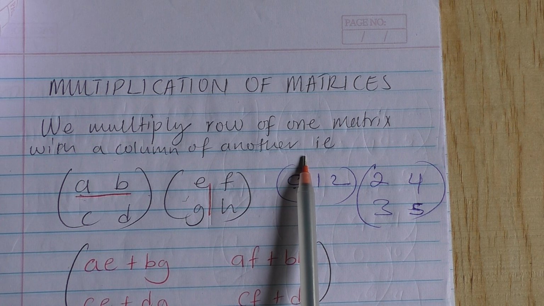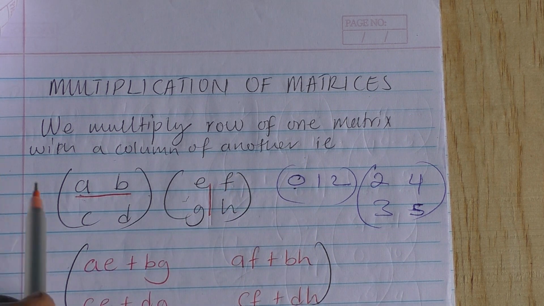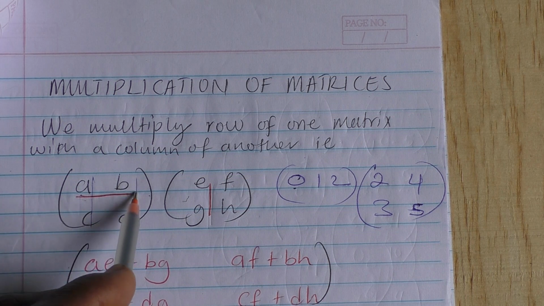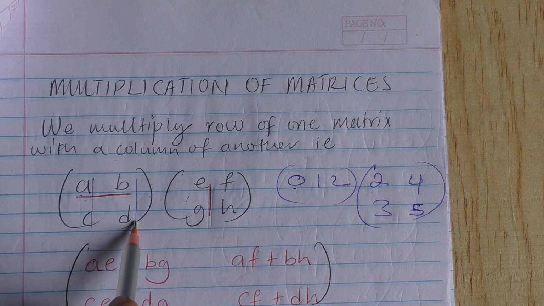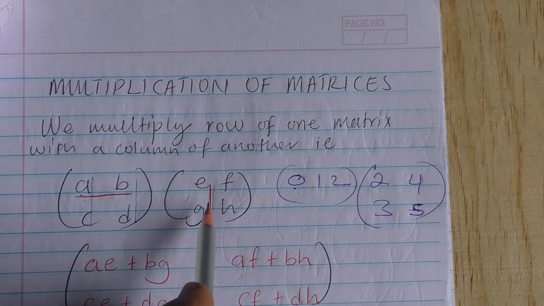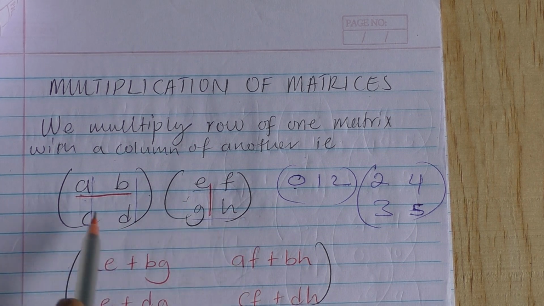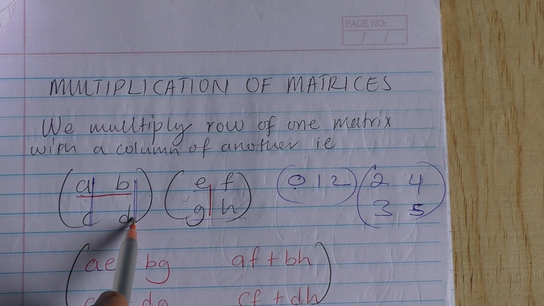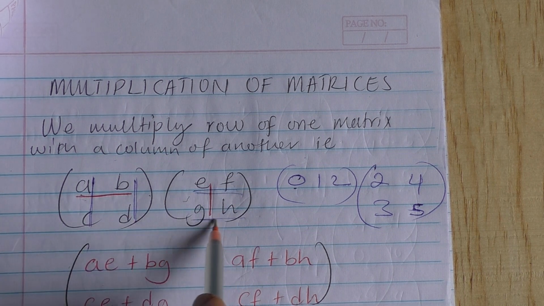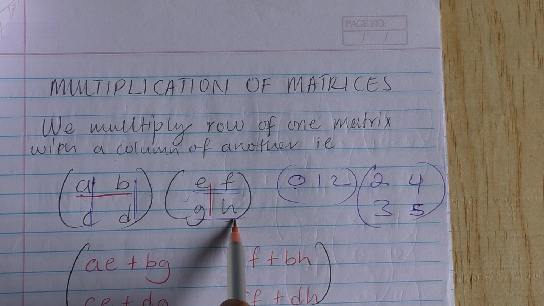And therefore, if that is the case, the number of columns in the first matrix, for instance, this one has 2 columns, should be equal to the number of rows in the second matrix. This also has 2. So the first one has 2 columns, the second one has 2 rows, so they can be multiplied.